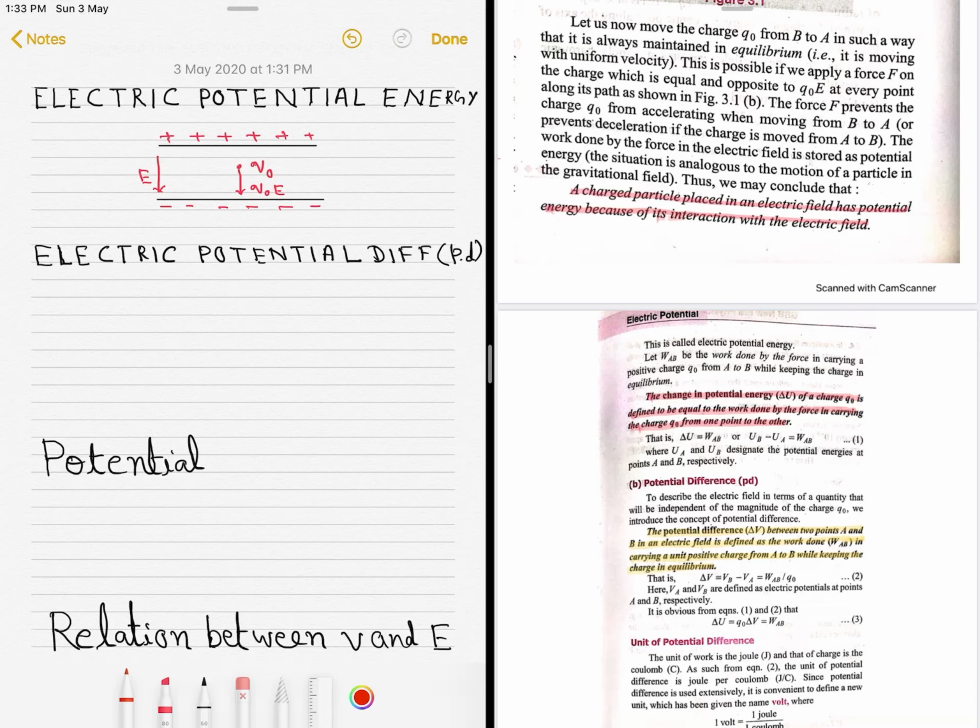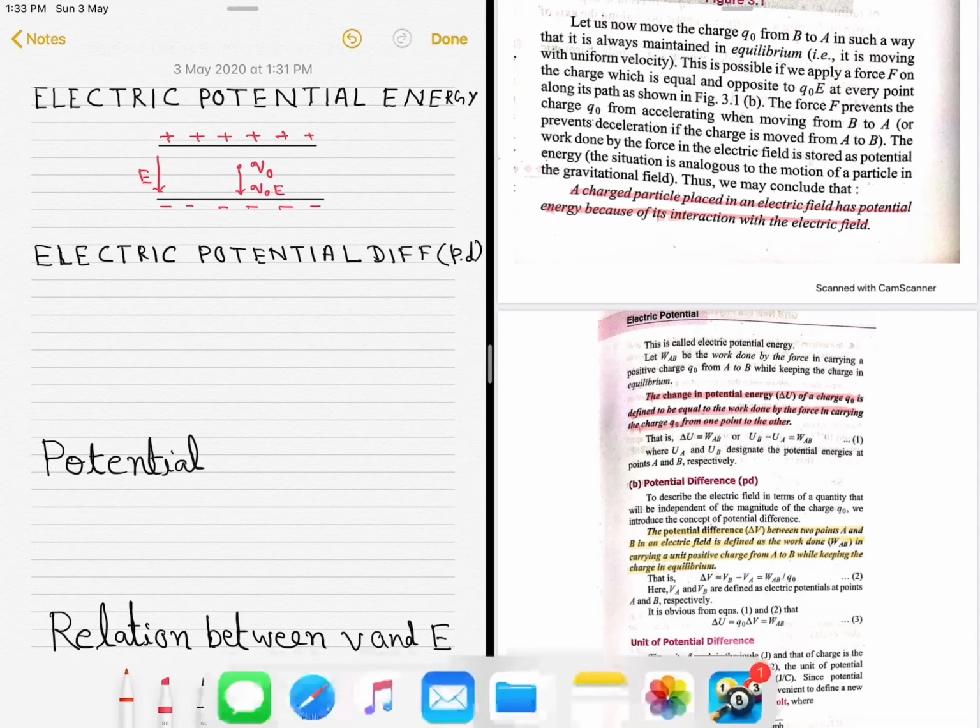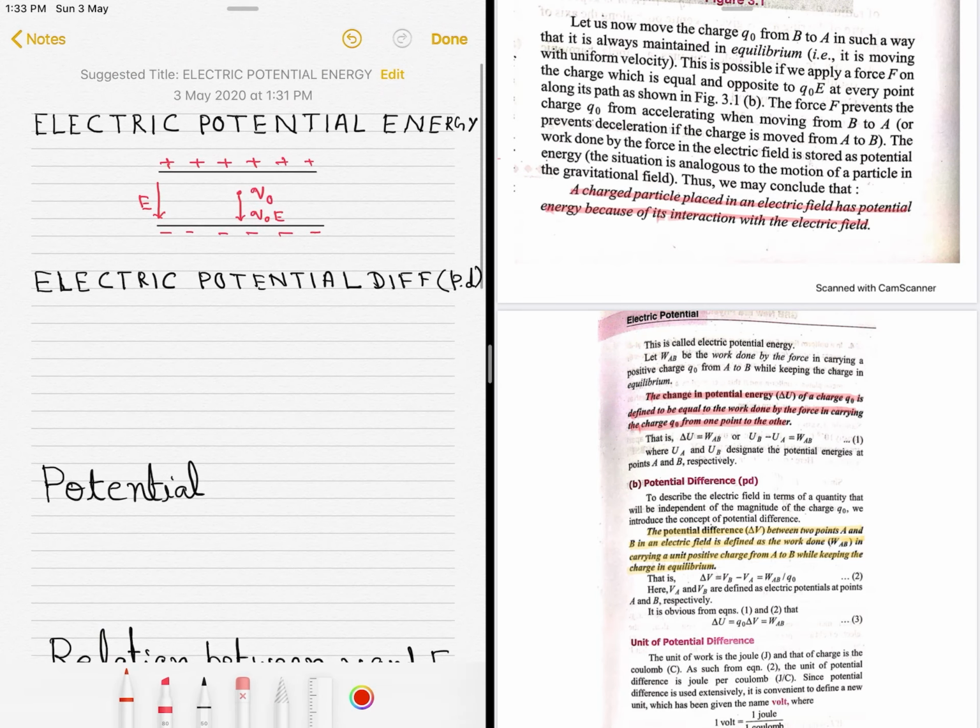So if we want to take it from the negative plate towards the positive plate, then we have to apply the Q naught E force in the upward direction. The charge will go without acceleration. So a charged particle placed in an electric field has potential energy because of its interaction with the electric field. I have highlighted it in the book. You can read it.